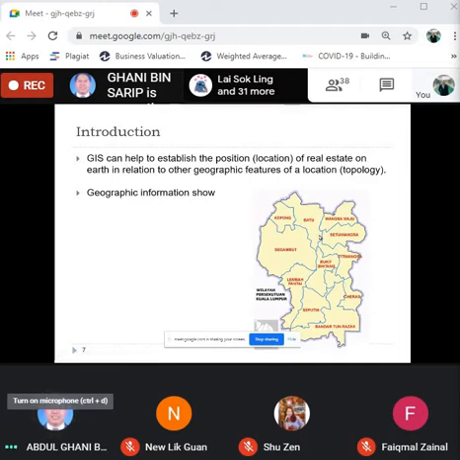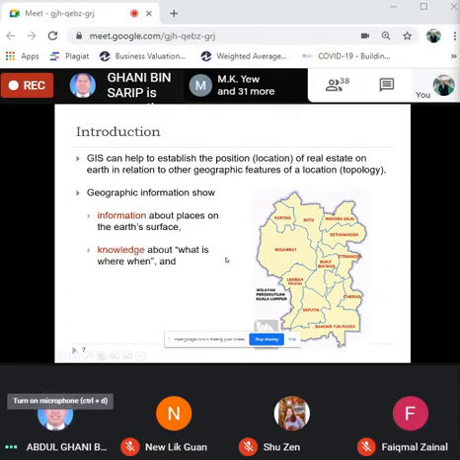It could be a point, a small area, a larger area, a district, or a region. It can grow from a small place to a bigger area or bigger coverage. So basically, geographic information shows information about places on the Earth's surface, the knowledge about what is where and when, as well as the relationship between one feature and another, the one that I informed you just now.